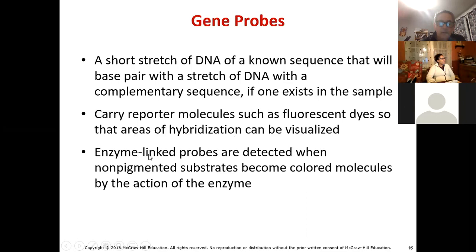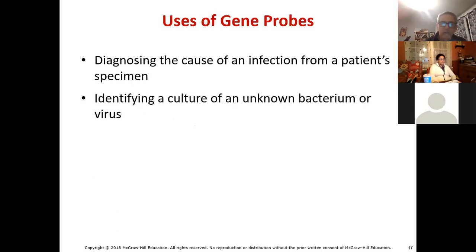You can add enzymes to the probes, which are then detected when non-pigmented substrates become colored molecules by the action of an enzyme. So you have a stretch of known DNA created with an enzyme linked to it. If it hybridizes to your sample, you add a colored dye that the enzyme then activates, and you'll be able to see where it's hybridized to the DNA.